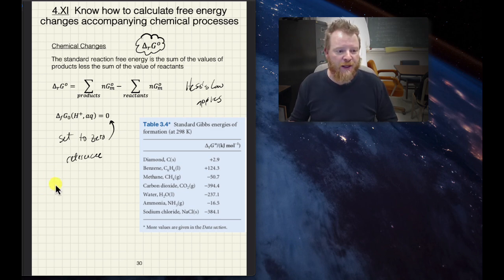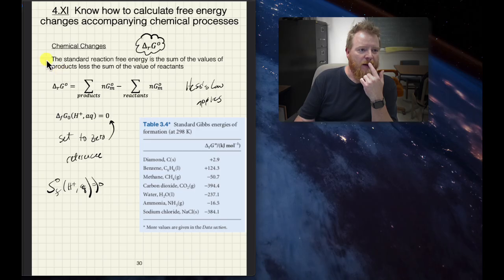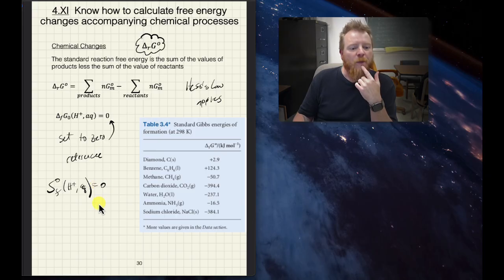And similarly, where we've set the standard molar entropy of formation, or really just we'll say the entropy of formation of H plus aqueous, is also set to equal 0.